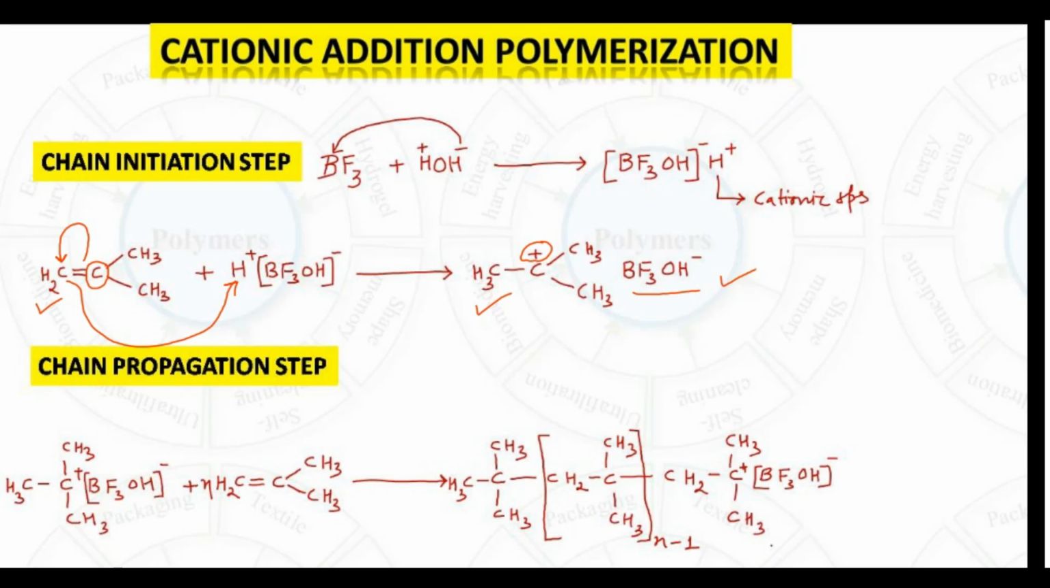So the counter ion will always be there. And now this is your fresh monomer, fresh isobutadiene, and n molecules I have taken here, which may vary from 10 to the power 3 to 10 to the power 7, or any other number, depending upon the desired molecular weight of the polymer. Okay. Now what will happen?